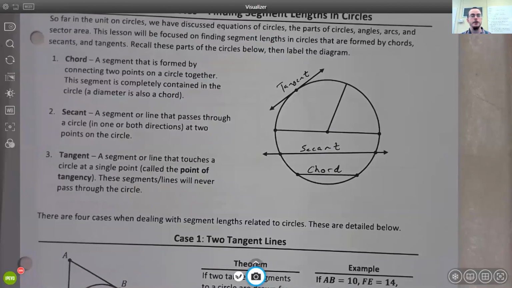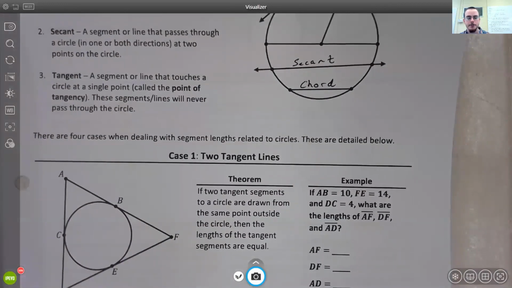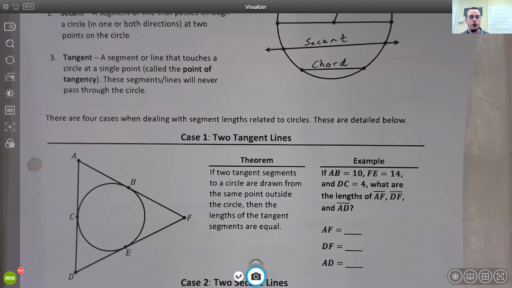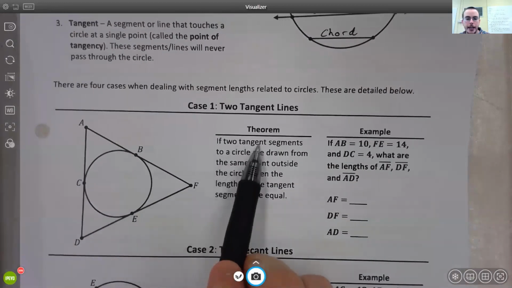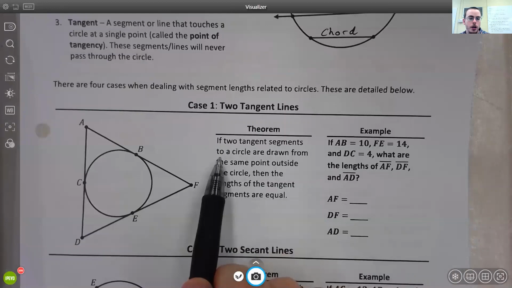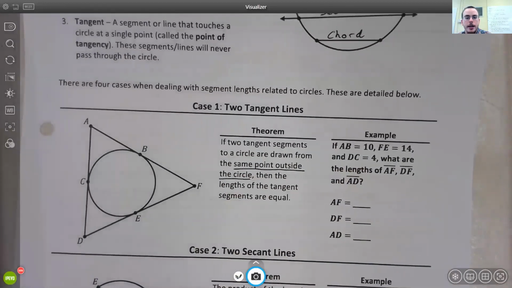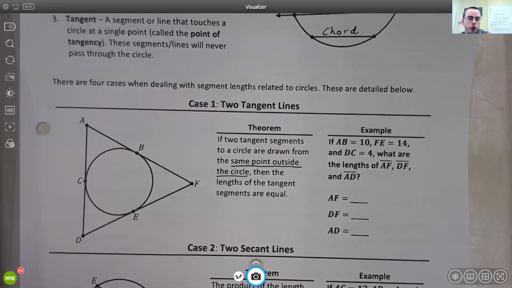So if we're looking to determine segment lengths from chords, secants, and tangents in circles, there are 4 different cases. The first one is the case of 2 tangent lines. What this says is that if 2 tangent segments to a circle are drawn from the same point outside the circle, then the lengths of the tangent segments are equal. That means that the tangent segments are congruent.